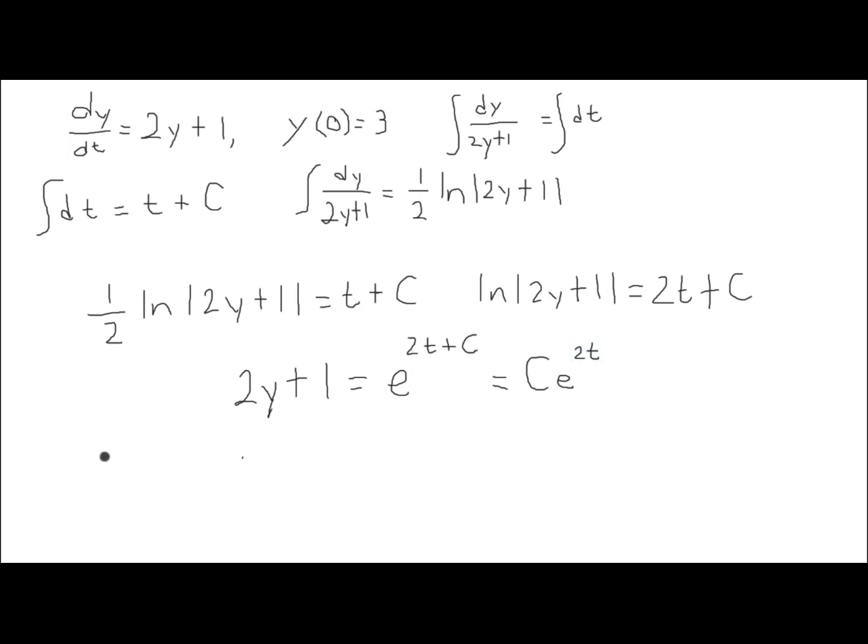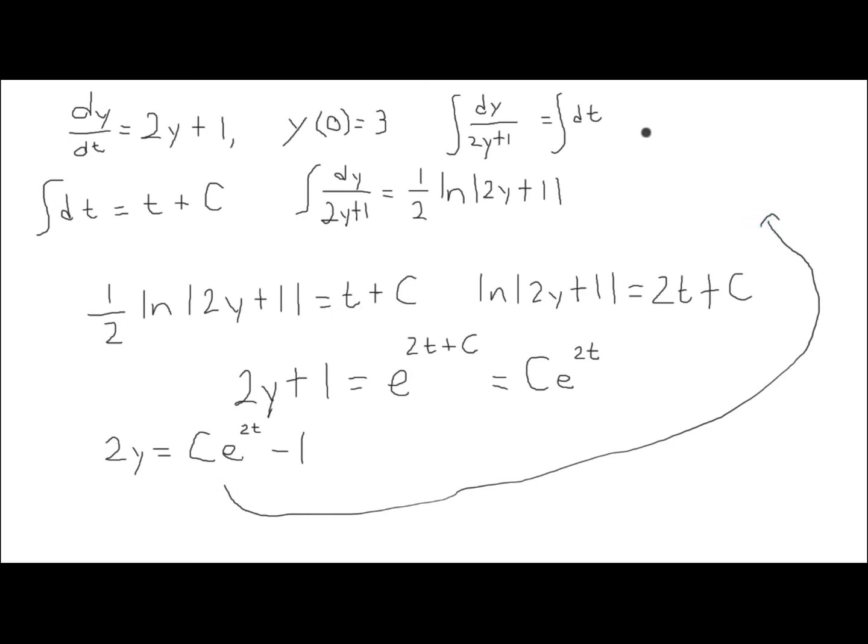Next we subtract 1 on both sides, so we get 2y equals c e to the power of 2t minus 1, and all we have to do is divide by 2 on both sides. So 2 divided by a constant is still a constant, so we can say that y is equal to c e to the power of 2t minus 1/2. So that is a general solution.